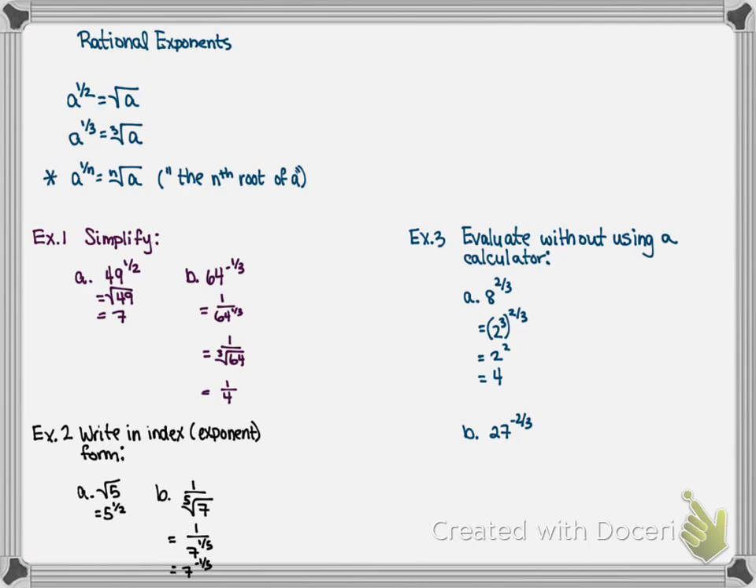Okay, let's evaluate 27 to the negative 2/3 power. This 27 is 3 cubed. That's raised to the negative 2/3 power. Again, a power to a power, we multiply. 3 times negative 2/3 is negative 2, so this becomes 3 to the negative 2 power, or 1 over 3 to the positive 2 power, or 1/9.